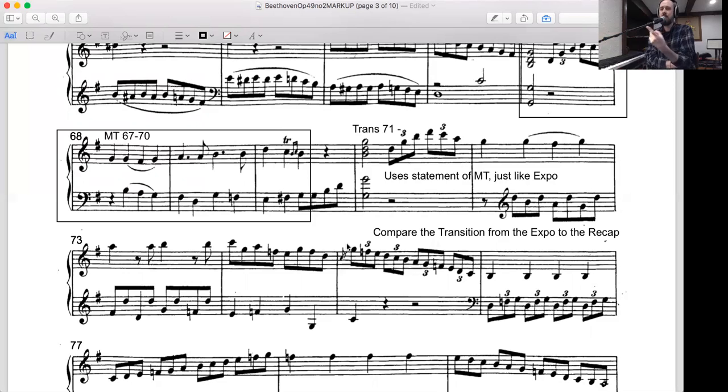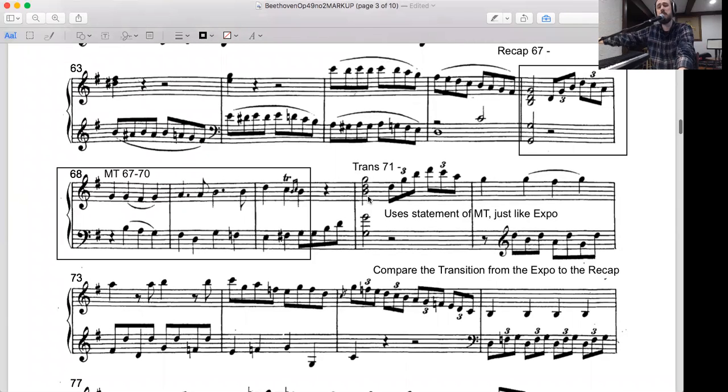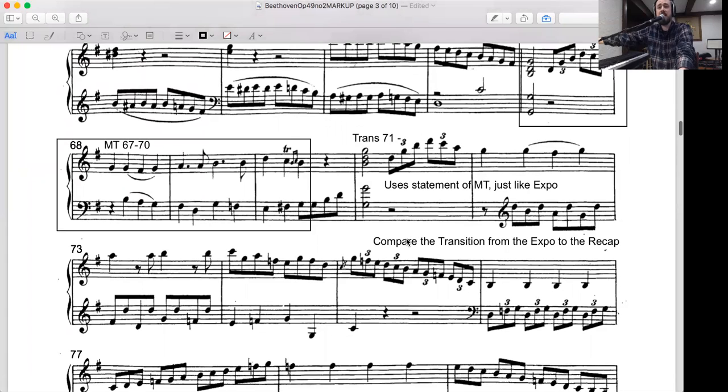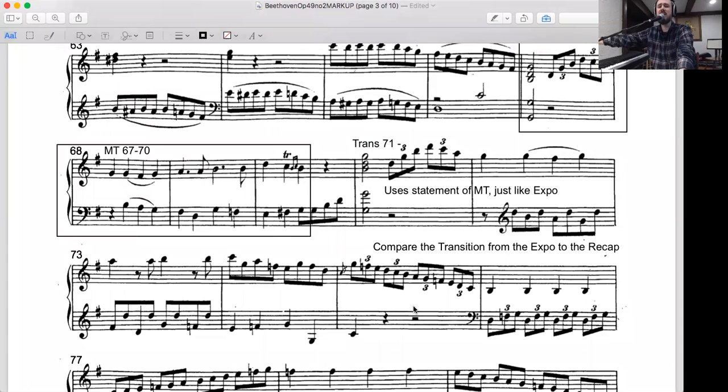So number one, the big thing here is that it does not modulate in the recap. The transition is going to stay in the home key. So if you're looking for the most important structural distinction between the transition in the exposition and the transition in the recap, describing the way that it manages to stay in the home key is by far the most important thing you can be looking for. Here we're in G major. In the exposition, this transition modulated to D major, right? So here you might want to be looking for ways that it does not do that.